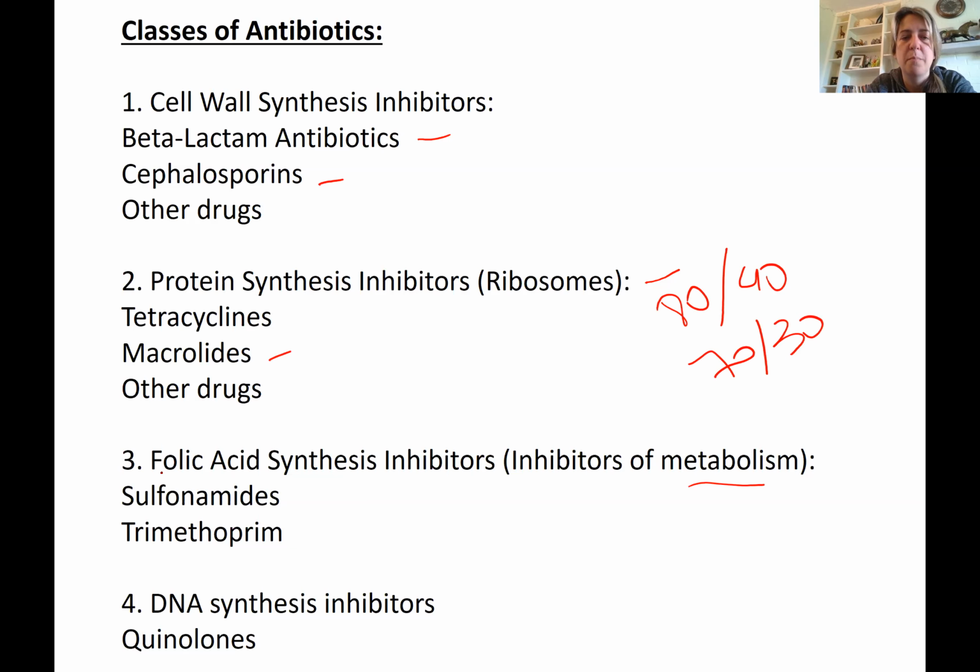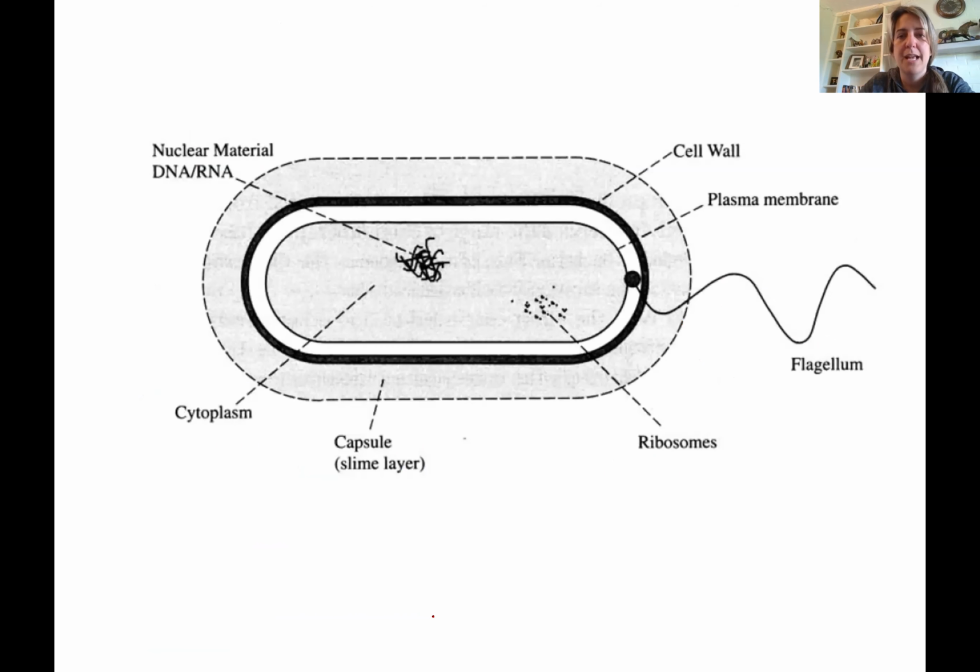Then we're going to have inhibitors of metabolism. They are going to inhibit the formation of folic acid, which is food for bacteria, and those are going to be your sulfa and trimethoprim. And then the latest type of antibiotics is the DNA synthesis inhibitors, also called the quinolones. This is the latest, most modern type of antibiotic, but also one that is so powerful that we prefer not to use it, except in cases where the animal is septic and is not responding to any other antibiotics.